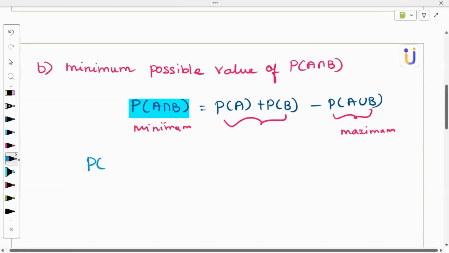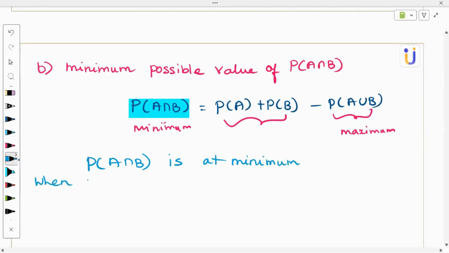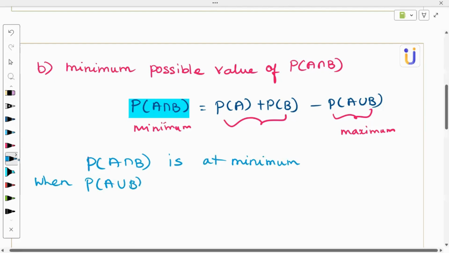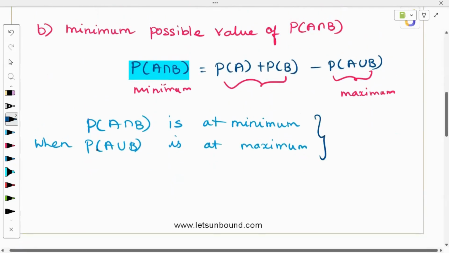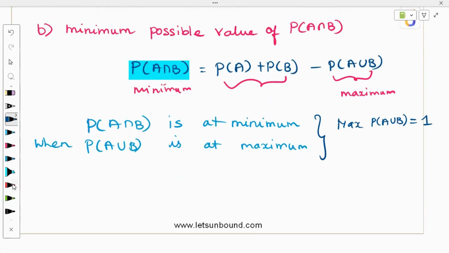P of A intersection B is at minimum when P of A union B is at maximum. So now the question is, what is the maximum of P of A union B? It's quite simple. It can be at most 1, not more than that.